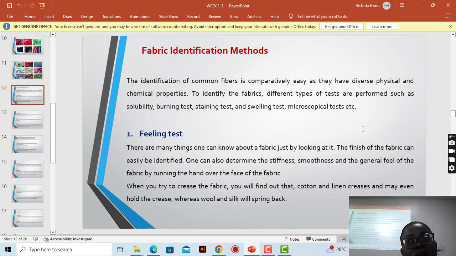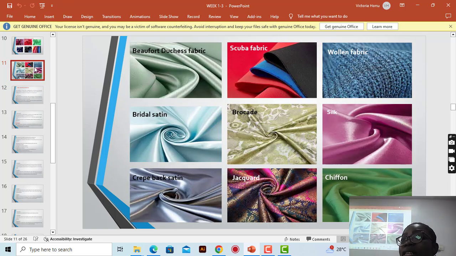Okay, so for today's lesson, we'll be doing fabric identification methods. In our previous lesson, we just learned to identify the fabrics by their names, and that is when the fabric is complete. Okay, like this. That was what we did in our last lesson. We were able to state the names of some fabrics, identify their names.